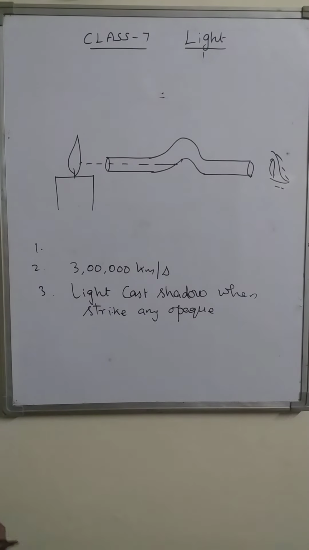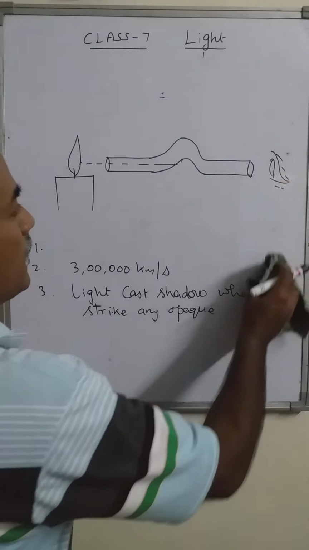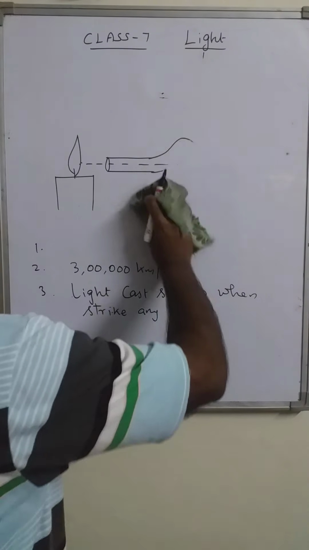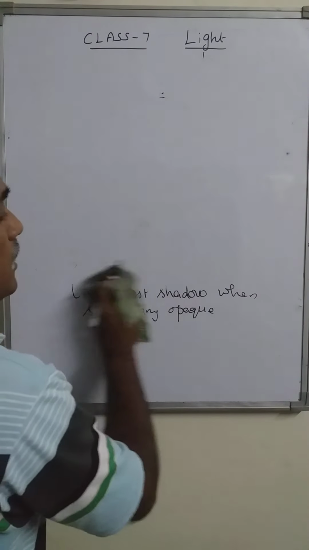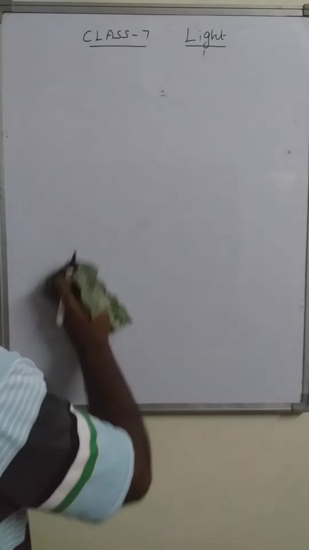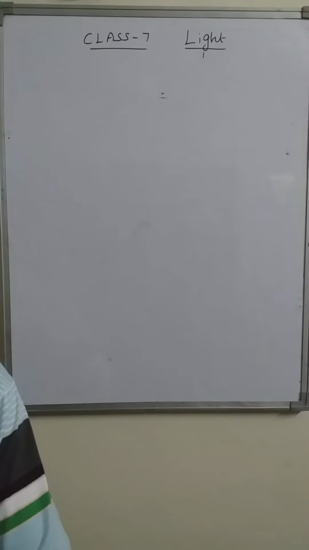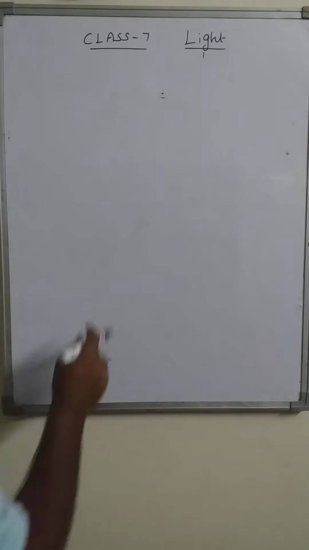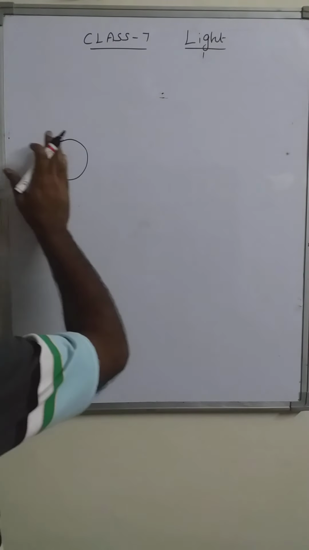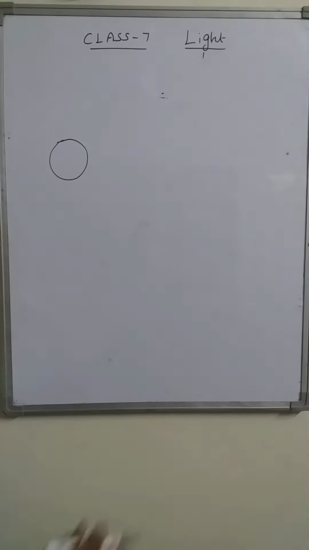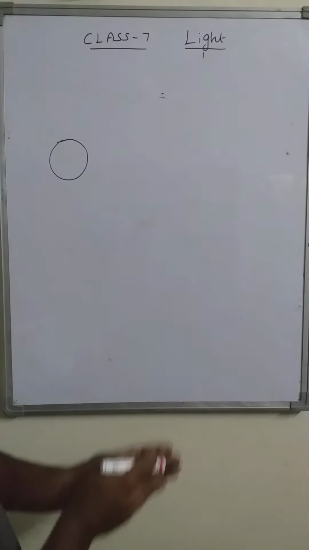So, these are the three properties of light. Now come to the other facts about light. Light is coming out from the source, right? Instead of using the words coming out, we can use it is emitted by the source. Suppose this is the source. It may be an electric bulb or a lighted candle, any kind of luminous source from which the light is coming. Light is emitted.